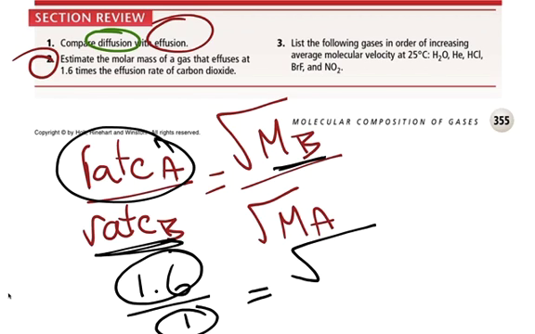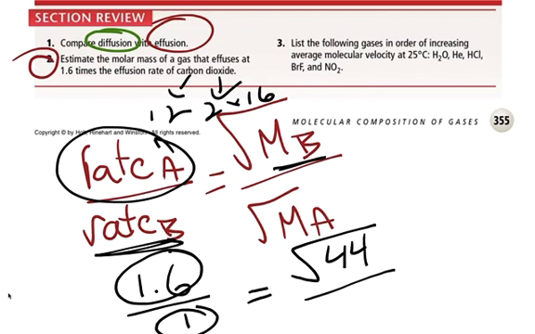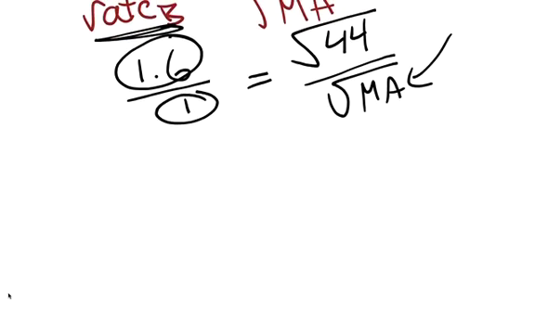So I take the square root of the molar mass of carbon dioxide: carbon is 12, dioxygen is 2 times 16, so my molar mass is 44. So the square root of 44 over the square root of the molar mass of A, which is essentially what we're looking for. Now, just like anything else we do in our gas laws, there is some algebra involved.